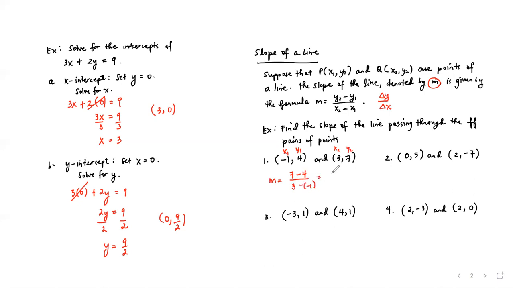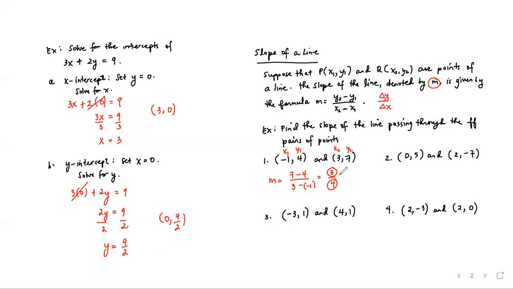So simplifying this, we get 7 minus 4 is 3, and then 3 minus negative 1 is positive 4. So in this case, the slope is 3/4, which is positive. And this means that for every 4-unit movement horizontally, there would correspond a 3-unit movement vertically.